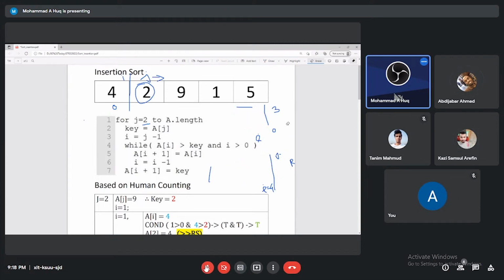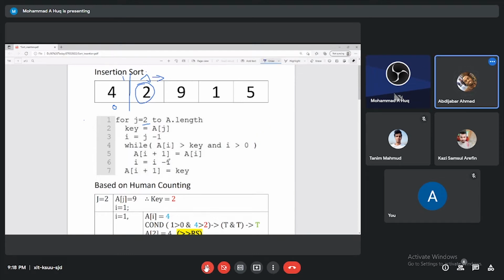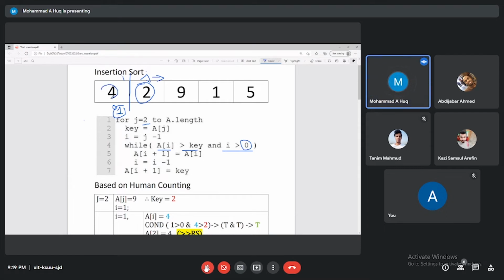Now, the thing is, the next line. While a[i] is greater than t and i is greater than 0, here i's value is 1. So if you come up to this, you don't need to compare. This means you have already reached the last index, so you don't need to scan more. And this one is indicating that then we right shift.